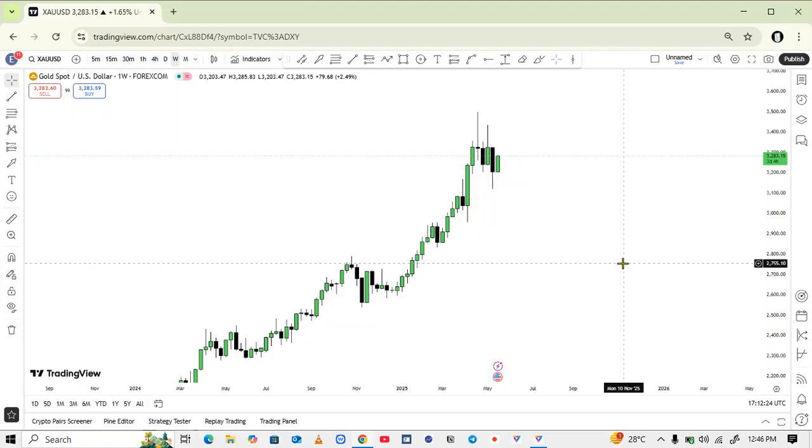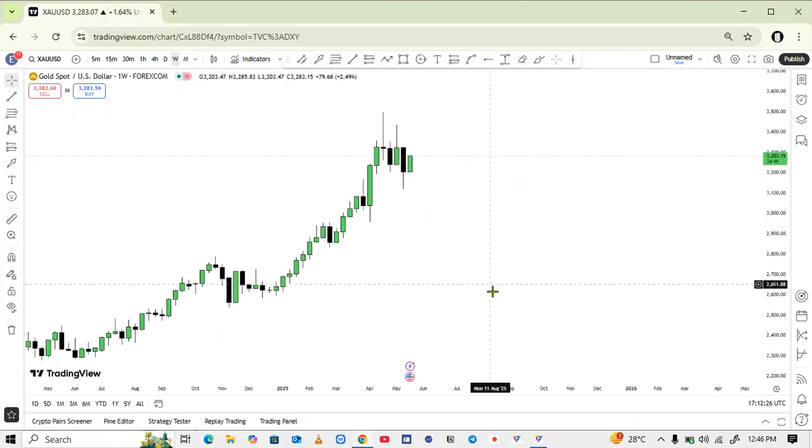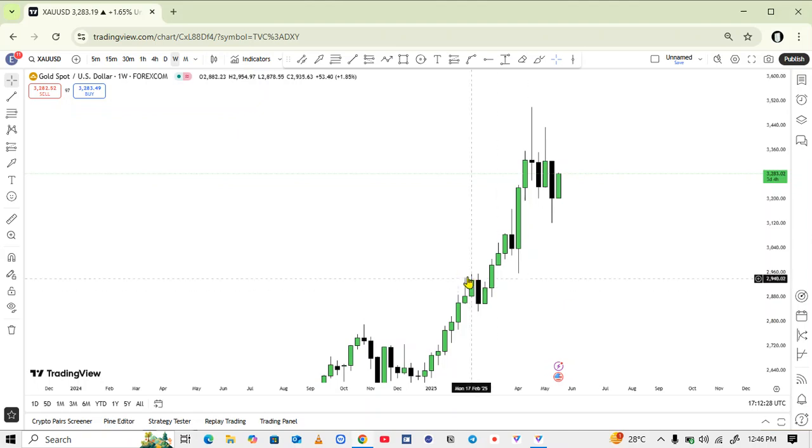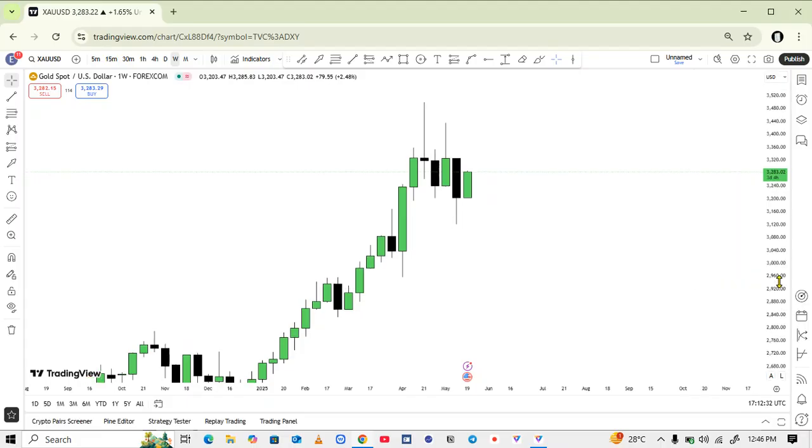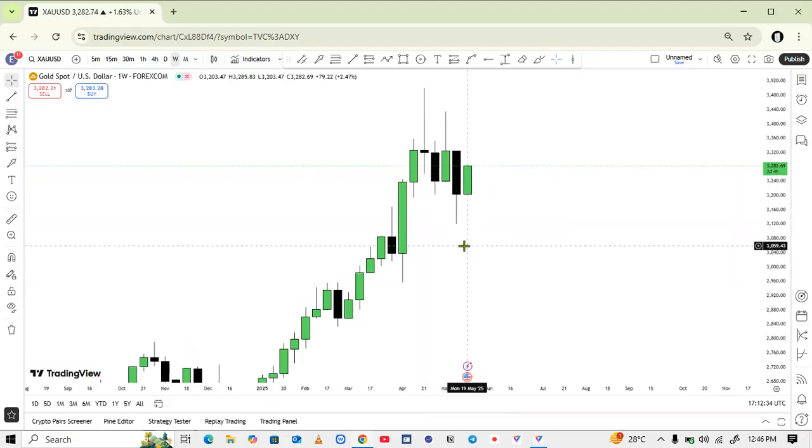These are what you are expected to see on the daily time frame and also on the weekly time frame. So from the weekly time frame, if I should zoom in carefully, please pay attention to this because it's going to help you in your trading journey. From the weekly time frame, you can see what happened.